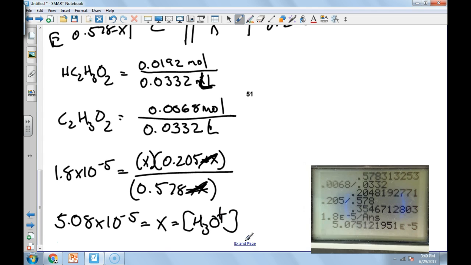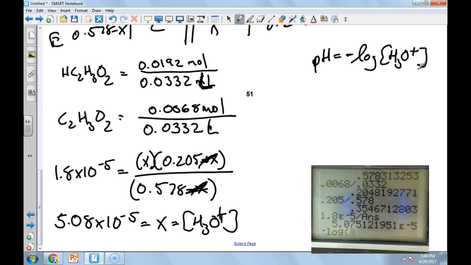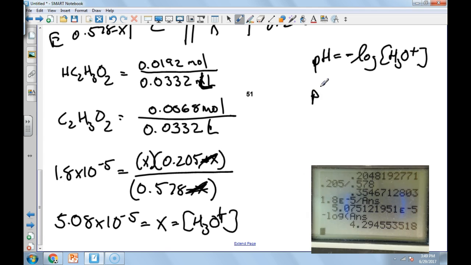Now, that's not what we were asked for. We were asked for the pH. And remember, the pH is equal to the negative log of the concentration of the hydronium ion. So we do negative log of the concentration of the hydronium ion, which is what we have previously. We get a pH of about 4.29. And that's exactly what we expected. We add an acid, the pH is going to go down.